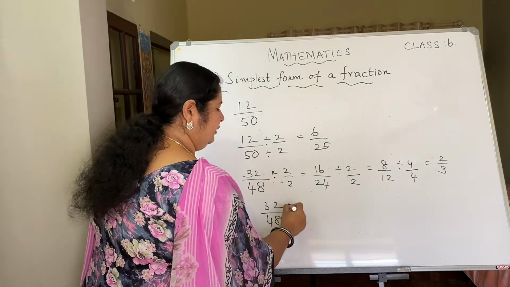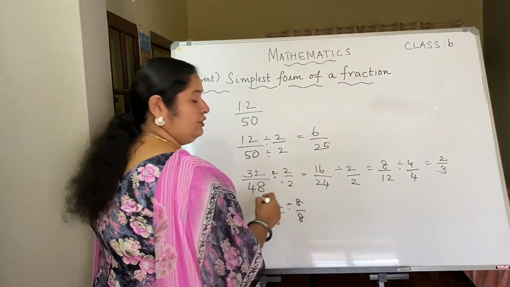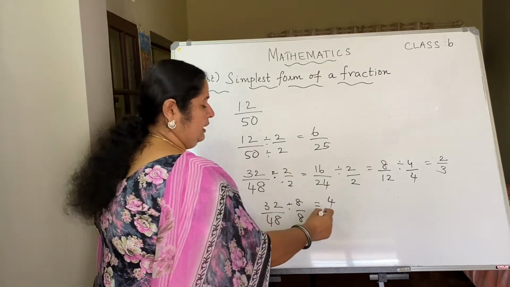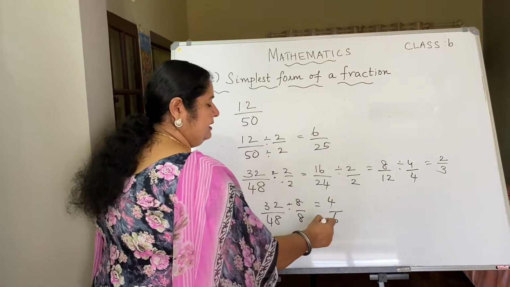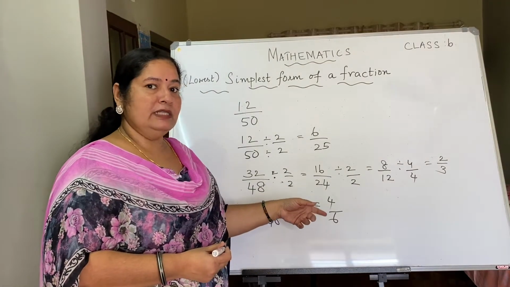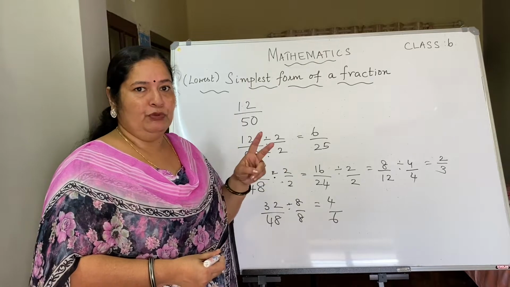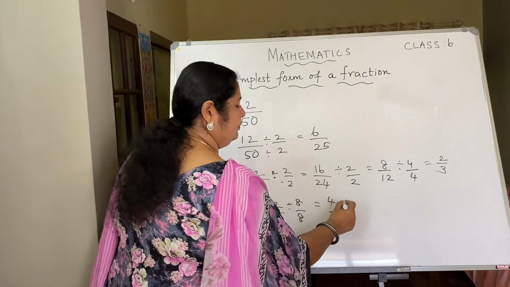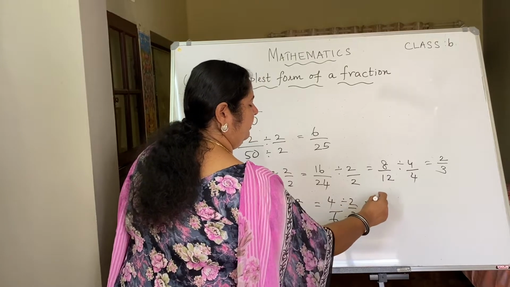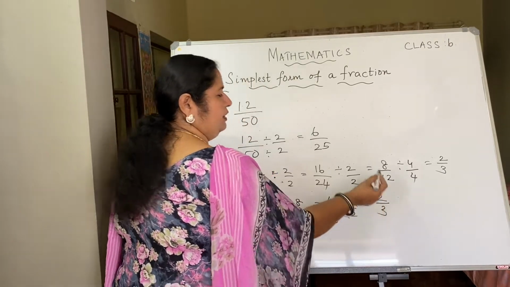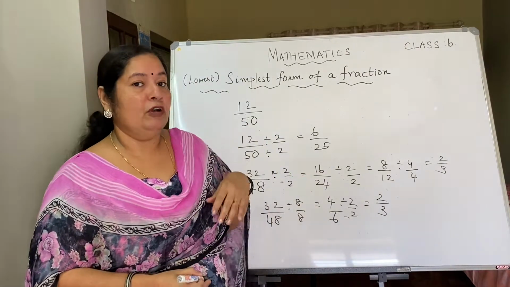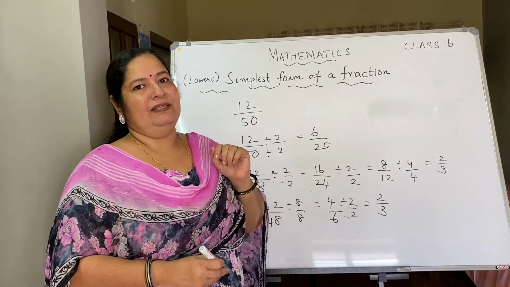So you can divide 32 with 8, 48 also with 8. 32 divided by 8 is 4, 8 fours are 32. And 48 divided by 8 is 6. 4 by 6. Again what will you do? 4 and 6, they are divisible by 2. So divide both of them with 2. 4 divided by 2, 2. 6 divided by 2, 3. 2 by 3.